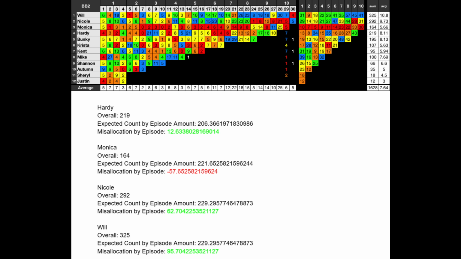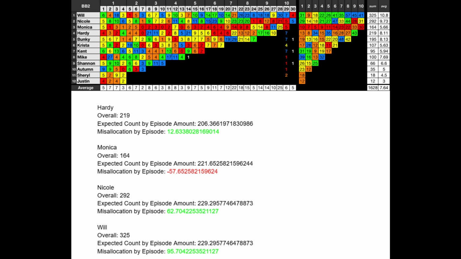Nicole has an overall confessional count of 292, and her expected count by the amount of episodes she lasted in is 229.29 rooms. This means that her misallocation is 62.70. So this is a huge misallocation in the positive lens, meaning that she is severely over edited based on her confessional count.